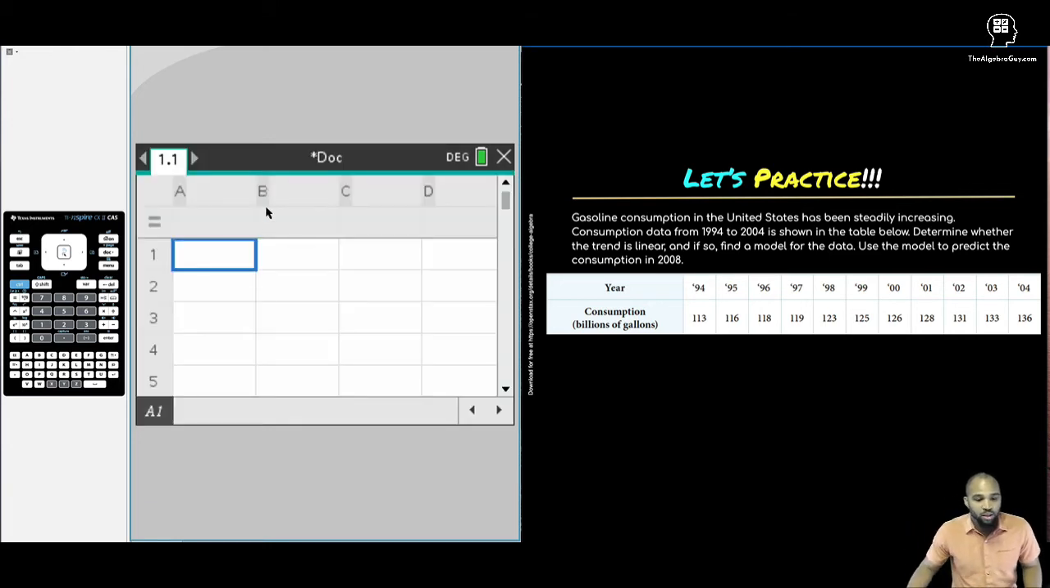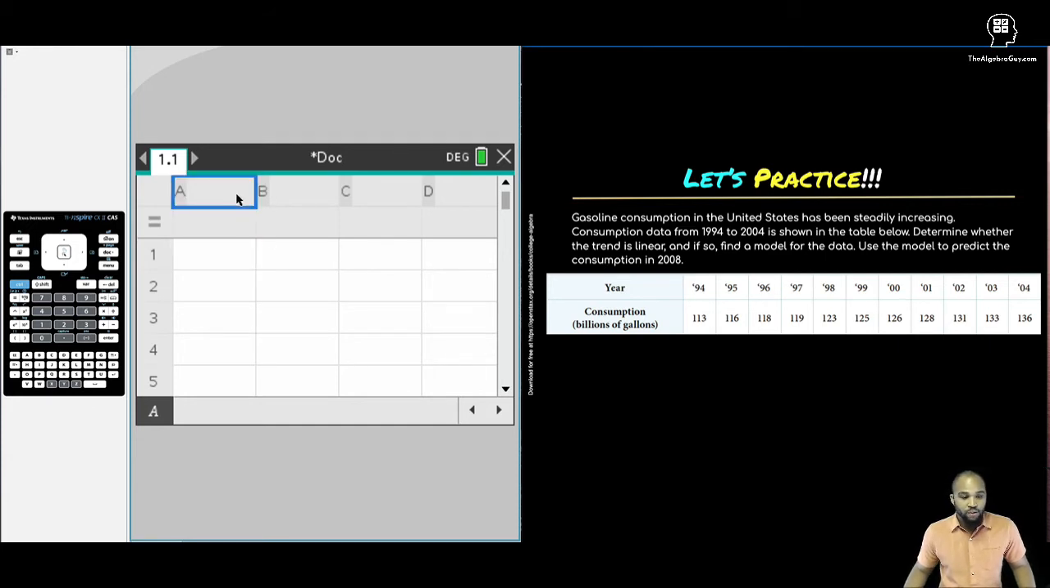I'm going to go back to my Lists and Spreadsheets. So this problem says gasoline consumption in the United States has been steadily increasing. Consumption data from 1994 to 2004 is shown in the table below. Determine whether the trend line is linear, and if so, find a model for the data. Use the model to predict the consumption in 2008. So let's make a prediction of what the consumption would be in 2008 from this table.